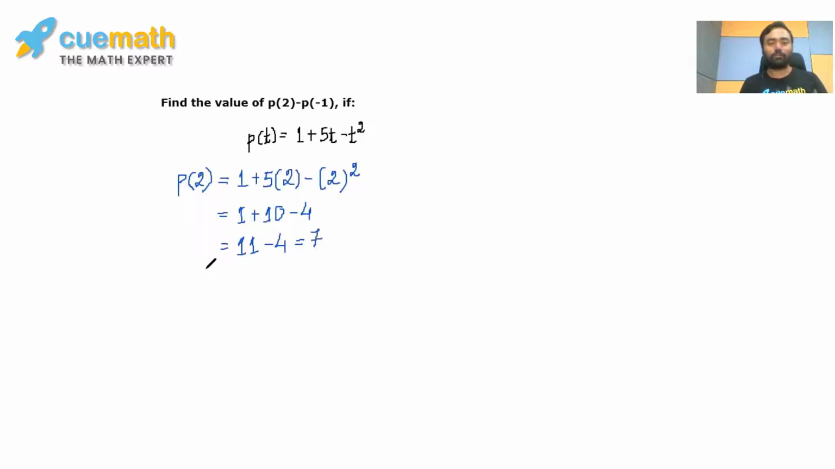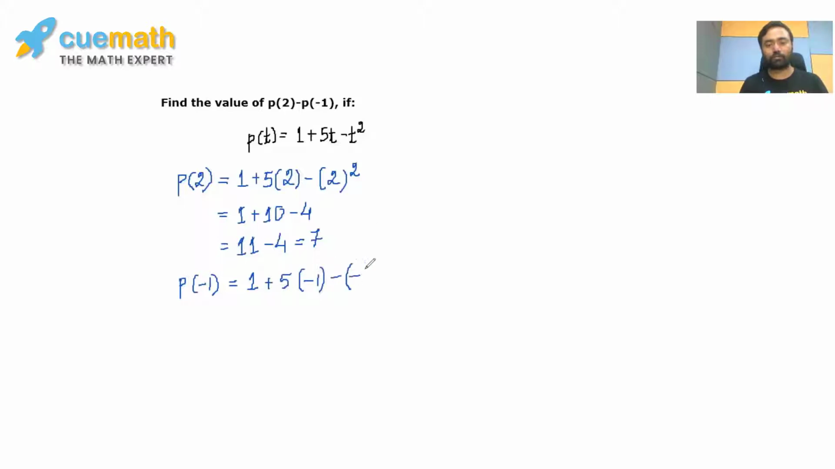Now let's solve the next part where we have to find the value of p of minus 1. It means that we have to substitute minus 1 in place of t. So that is going to make this polynomial 1 plus 5 times minus 1 minus t square.